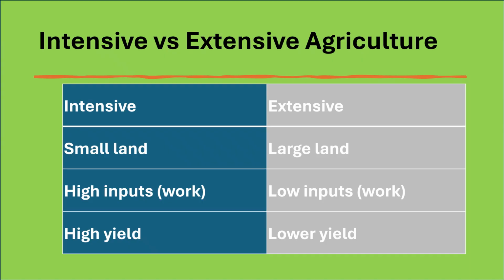We divide both types of agriculture into intensive versus extensive agriculture. Intensive agriculture is generally on very small plots of land with high inputs. In other words, how much work is put into it, and it usually gives a high yield. You're farming in every nook and cranny. Extensive agriculture, on the other hand, is large plots of land with very low inputs or work put in and a lower yield.